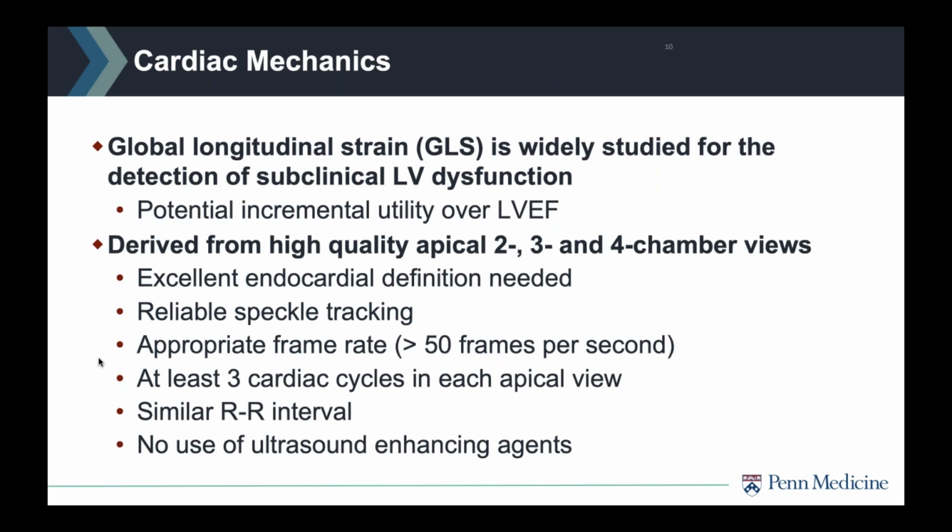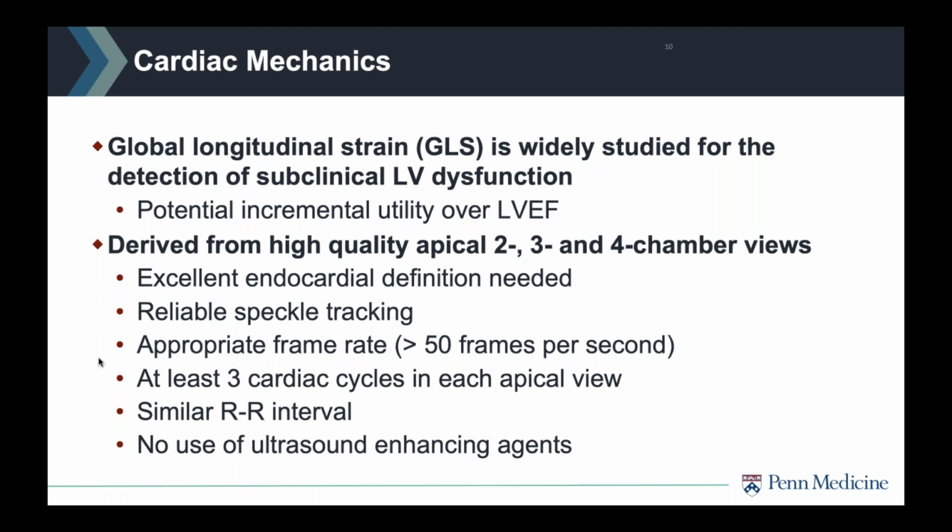Global longitudinal strain is widely studied for the detection of subclinical LV dysfunction, and I'm going to go through some of the important papers. There is potential incremental utility over LVEF. However, it needs to be derived from high-quality apical 2, 3, and 4 chamber views.